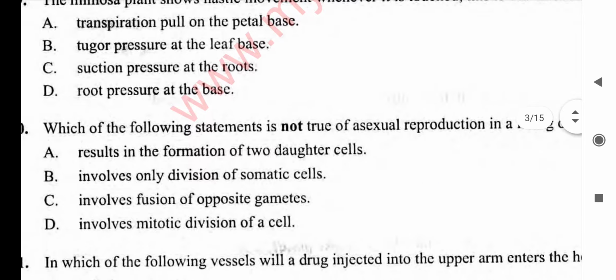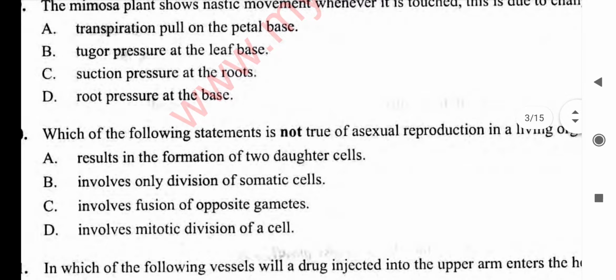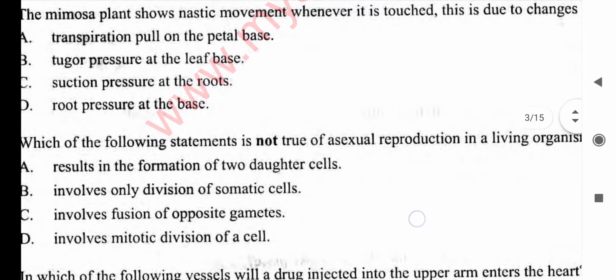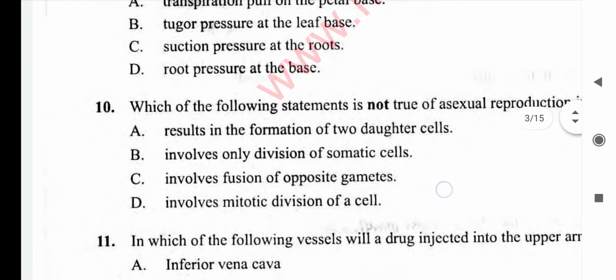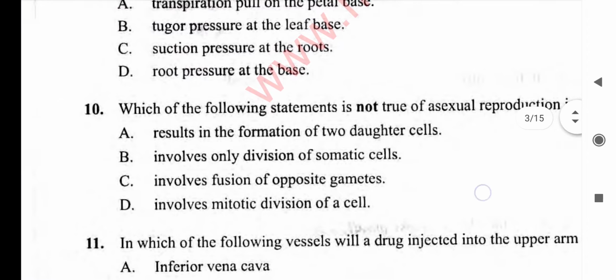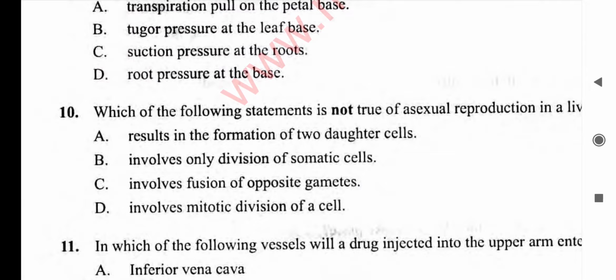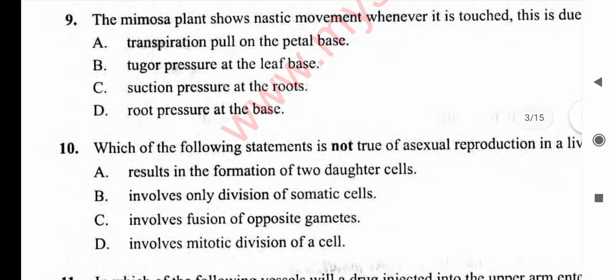Number 10. Which of the following statements is not true of asexual reproduction in a living organism? It A. Results in the formation of two daughter cells. B. Involves only division of somatic cells. C. Involves fusion of opposite gametes. D. Involves mitotic division of a cell.